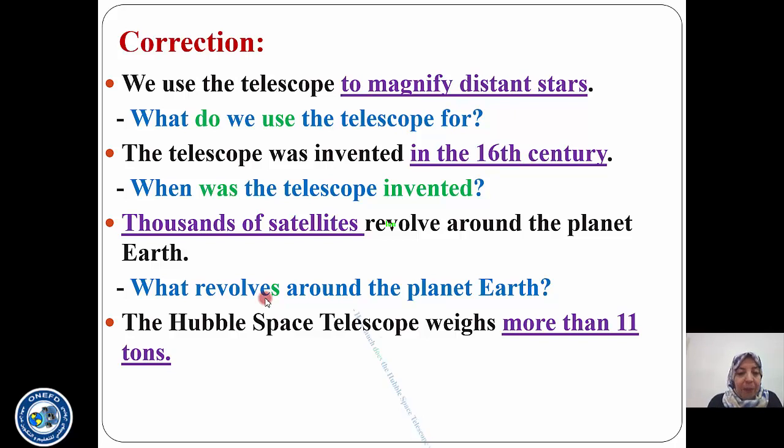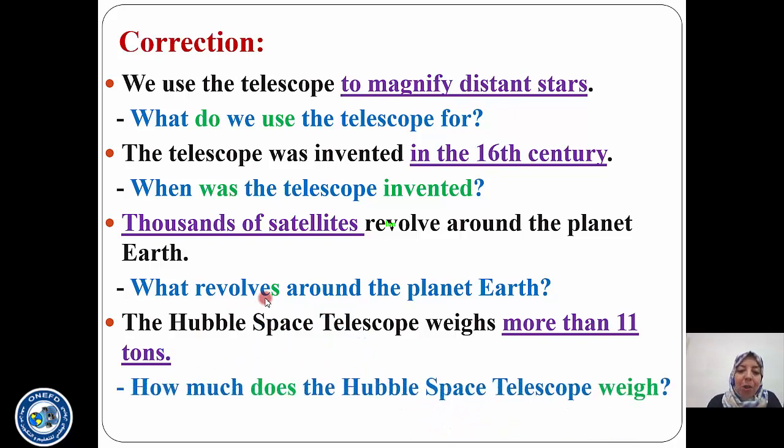The question should be how much. Okay, when it concerns the weight, the question is how much does the Hubble telescope weigh? For the verb weighs, because it is in the third person of the singular, we use does instead of do, plus the verb in the infinitive.